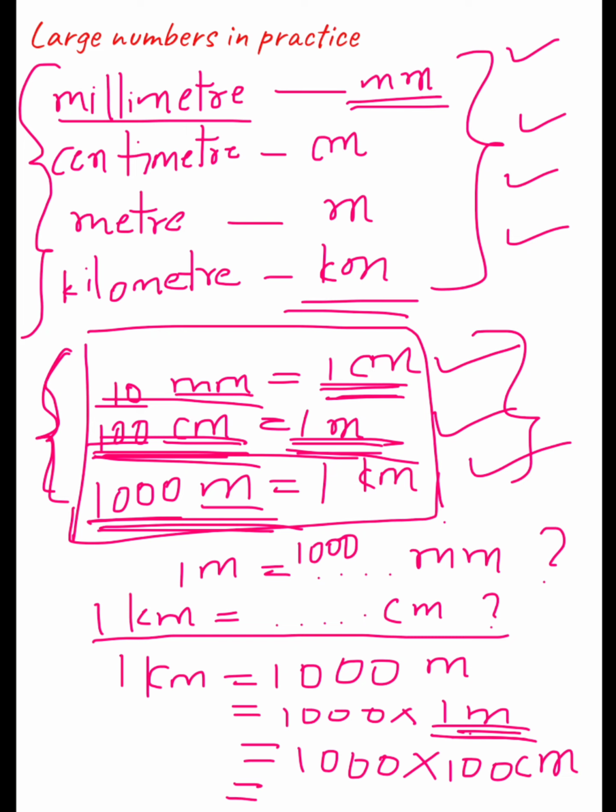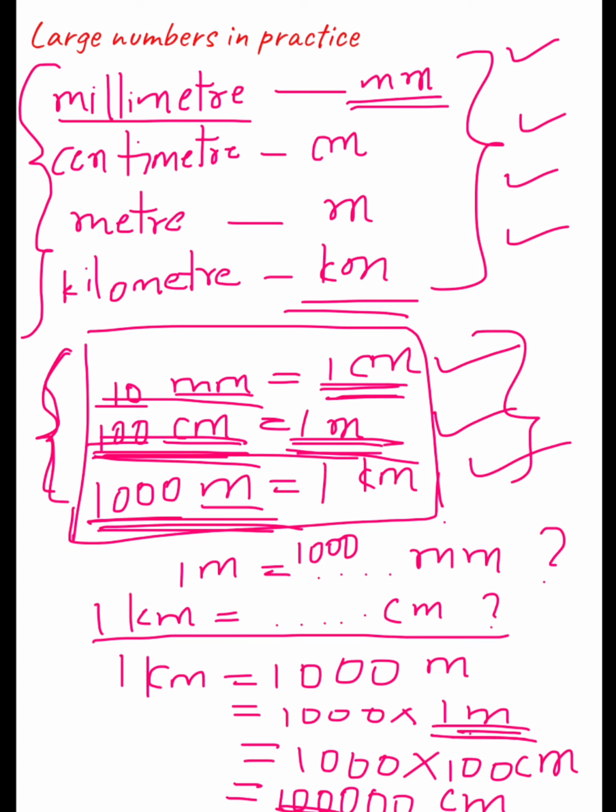Okay, then what will you get? 1000 into 100 means 1 lakh. So 1 lakh centimeter. So you got the answer as 1 kilometer equals 1 lakh centimeter. Understand? In this way you can convert from one unit to another.